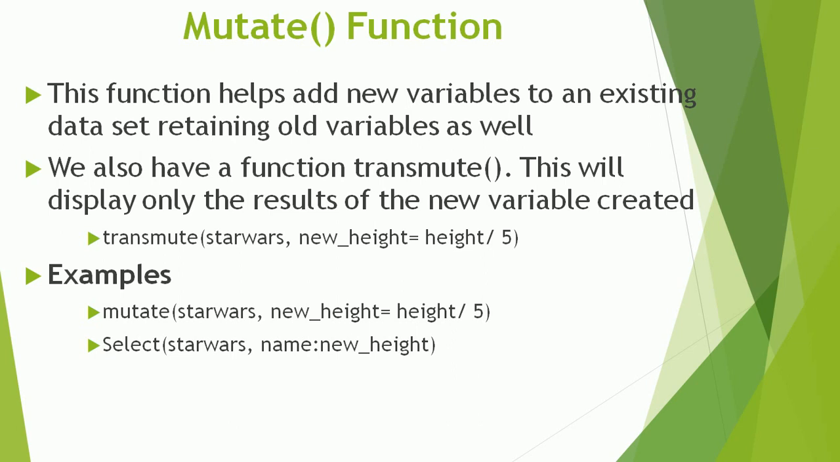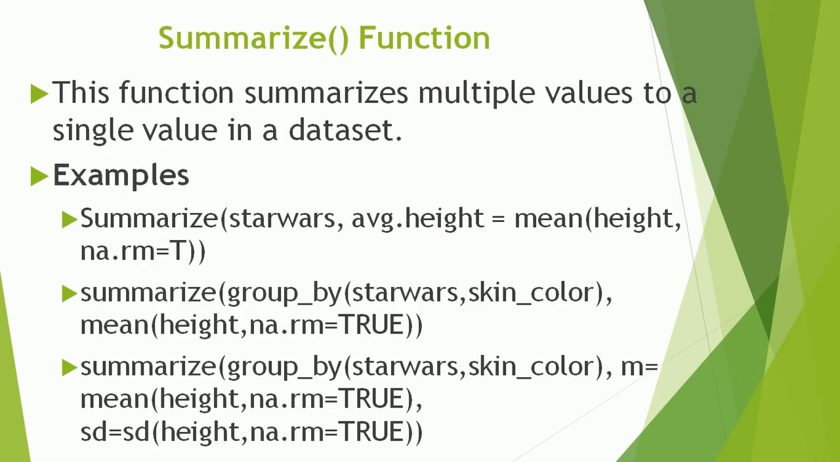So if you just want to check whether this new variable has been properly created, and you don't want to search for your new variable, you can make use of the transmute function. Instead of just mutate, you have to use transmute. In this case, the display would be only of the new variable that you are going to create.